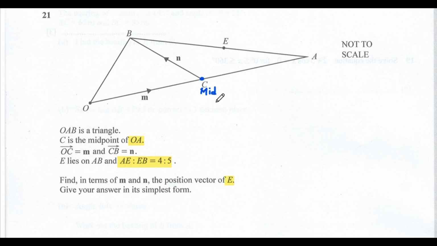So C is the midpoint. That means it divides OA into two equal parts, so this part is also M. And AE to EB is 4:5, so this is 4 and this is 5.